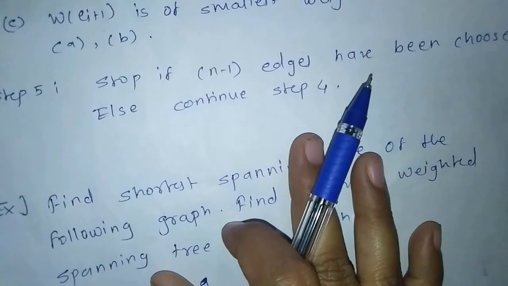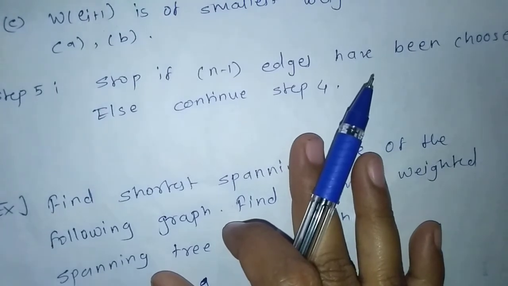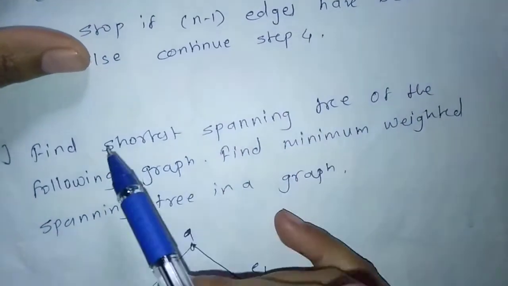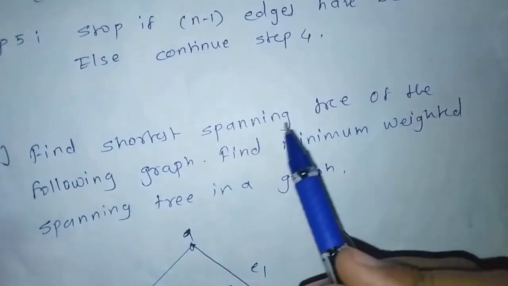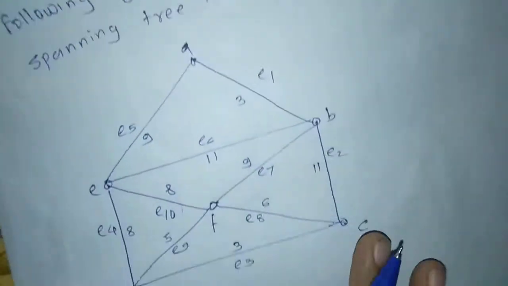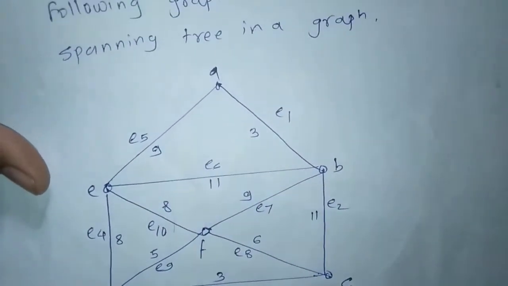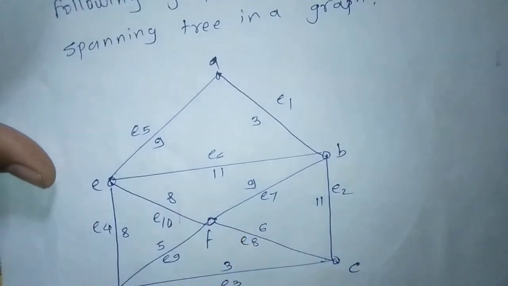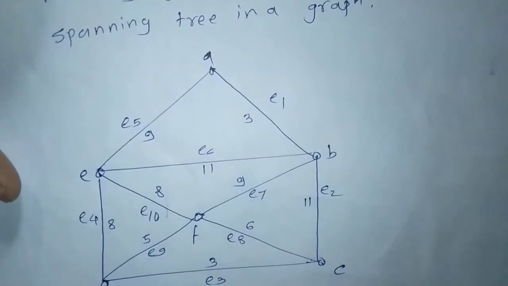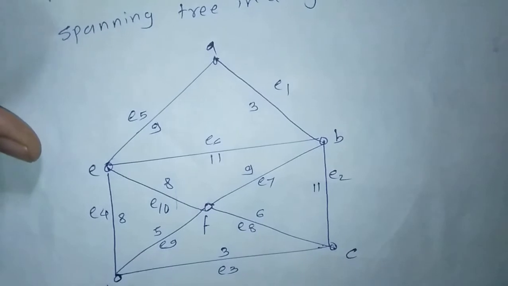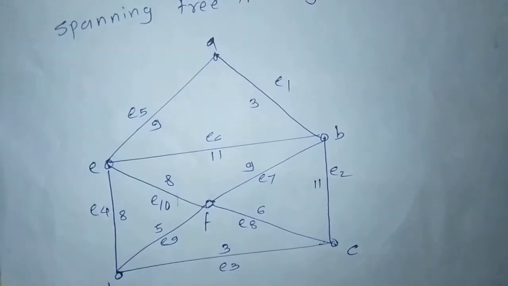Now, next example on the Kruskal's algorithm to find minimum weighted spanning tree. Find shortest spanning tree of the following graph. Find minimum weighted spanning tree in a graph. First, this is the given graph. Now you can see that there is 6 number of vertices. So spanning tree must contain 6 minus 1 is equal to 5 edges. Now first collect all edges with weight.